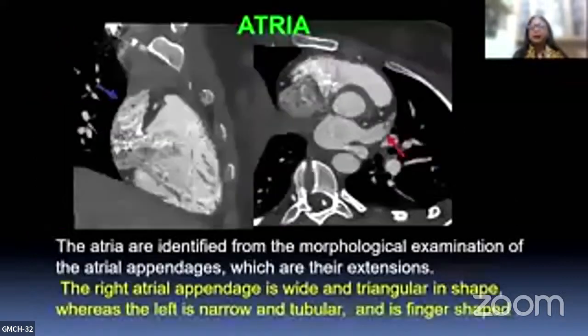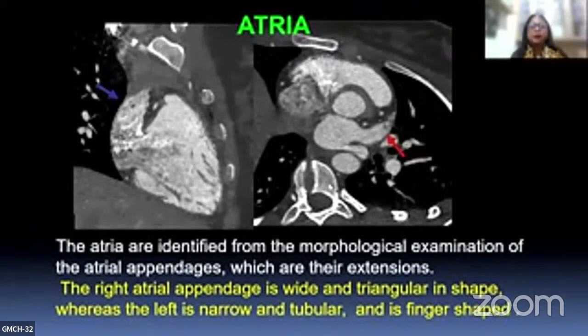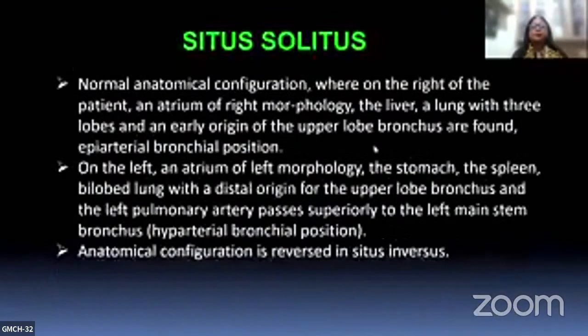within the tubular appendage. The simplified way to identify a morphological right atrium or the left atrium is to identify the atrial appendages, which are their extensions. So whenever we see a broad and triangular appendage, we call it a right atrium. And when it is a tubular, narrow appendage, a finger-like projection, we call it a morphological left atrium. In a normal situs solitus, what we see normally in a patient is that on the right side of the patient, there is atrium of the right morphology. On the left side, there is atrium of the left morphology.